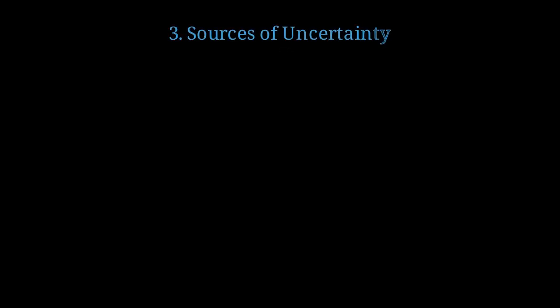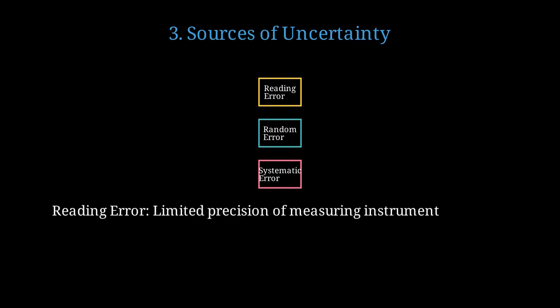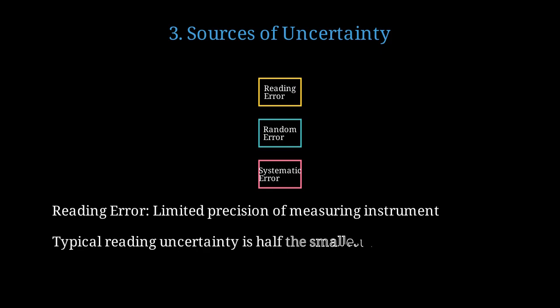Let's examine where uncertainties come from in experiments. Uncertainties come from three main sources: reading errors from instruments, random errors from variations, and systematic errors from flawed equipment. Reading error occurs because measuring instruments have limited precision. We can only read to a certain level of accuracy. Typically, the reading uncertainty is taken as half the smallest division on the measuring scale.